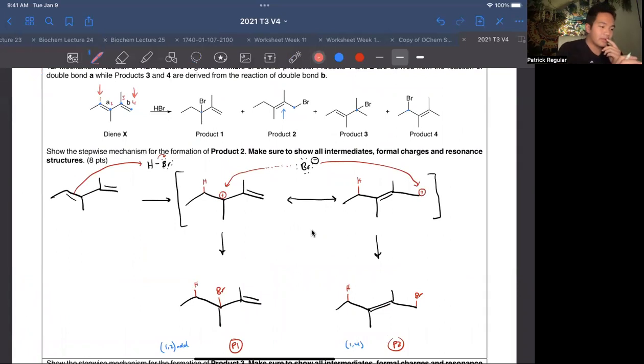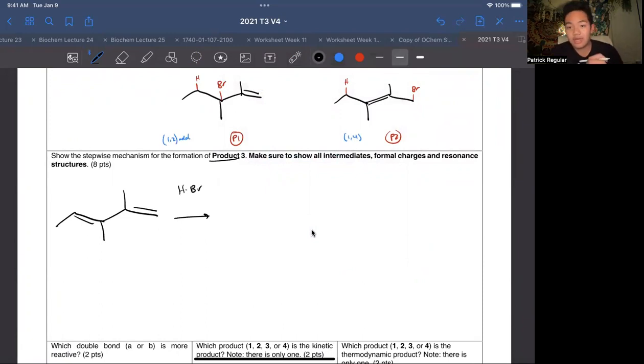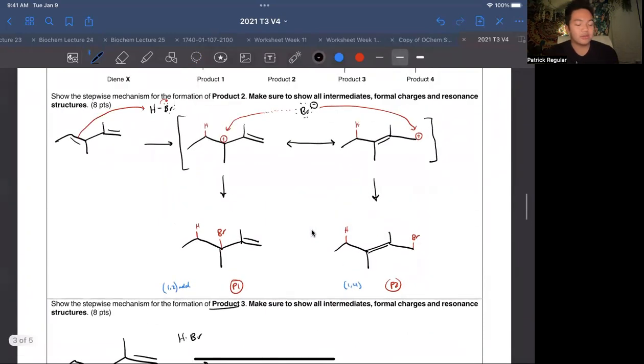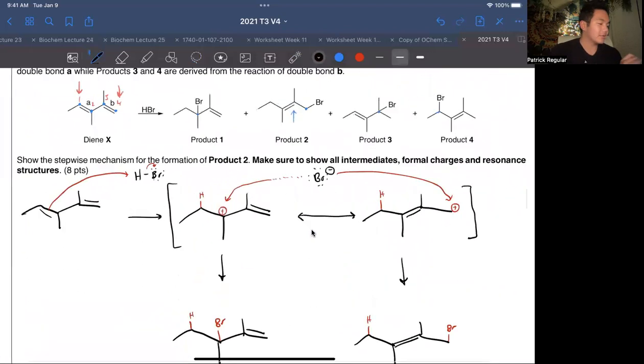Alkene B, let's just do it. So for alkene B, we got our HBr, and this one's asking us to make product number three. Well, if we look over here at products one and two, there's absolutely no way we can make product number three, because in order to make product number two, we had to break the A alkene, and product three cannot be formed from that A alkene.